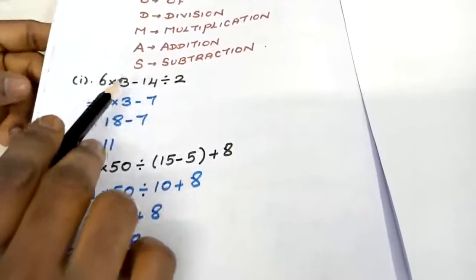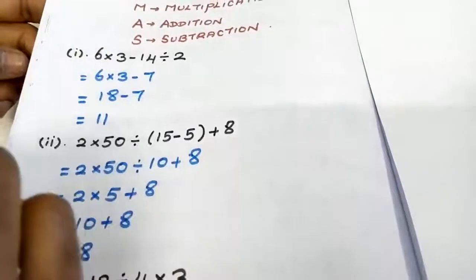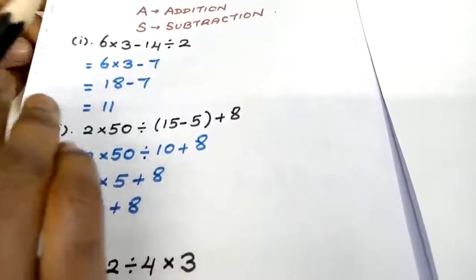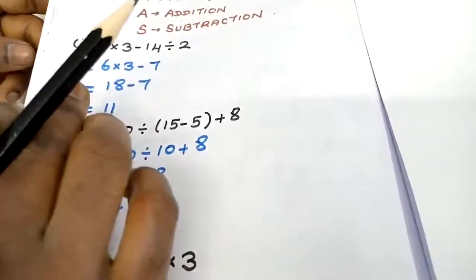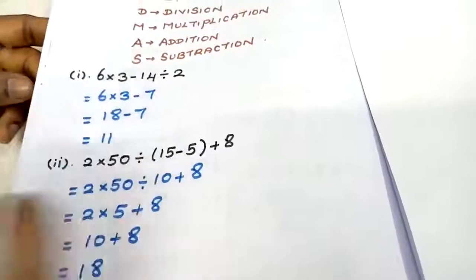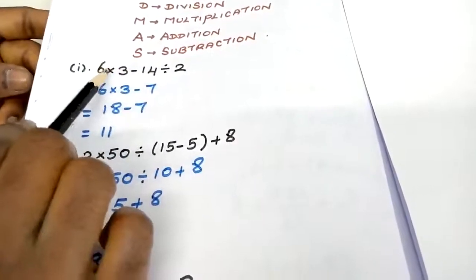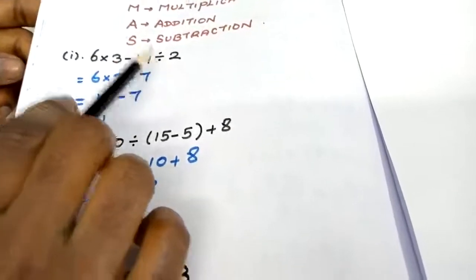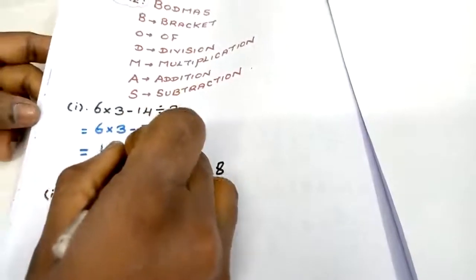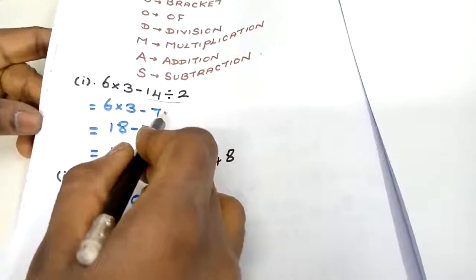What they are telling here is, if you get positive, negative, all four operations together with brackets, in that case you apply this BODMAS rule. According to the BODMAS rule, first I check what signs I have here: multiplication, subtraction, division. The first place I give to division. So 14 divided by 2. What value am I getting here, students? I am getting 7.